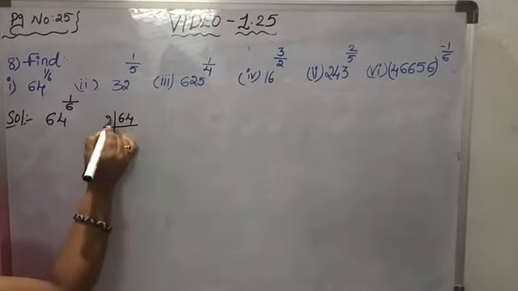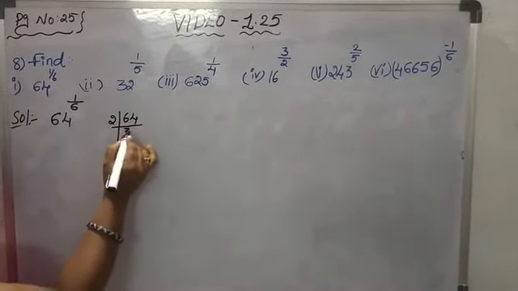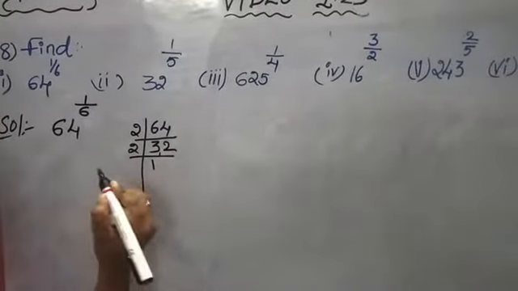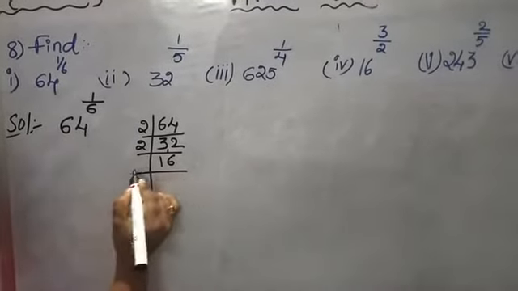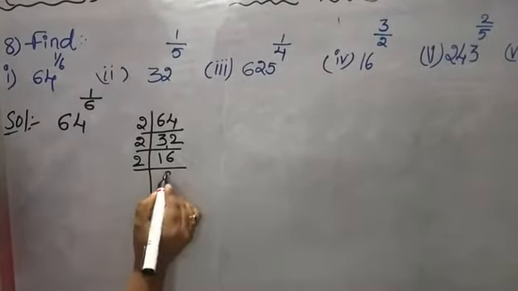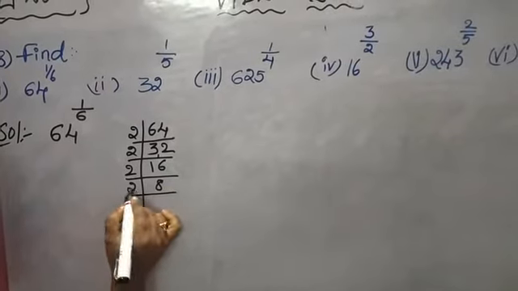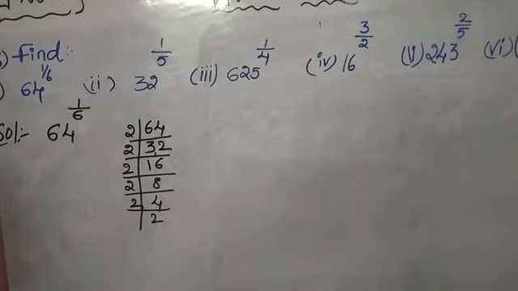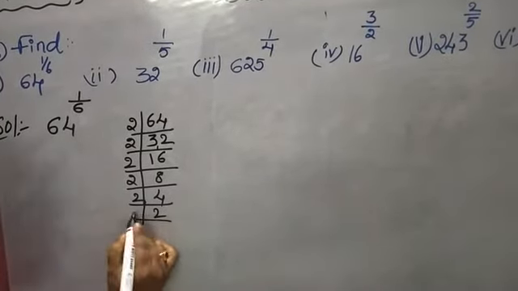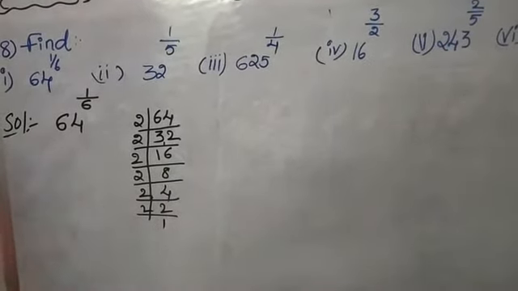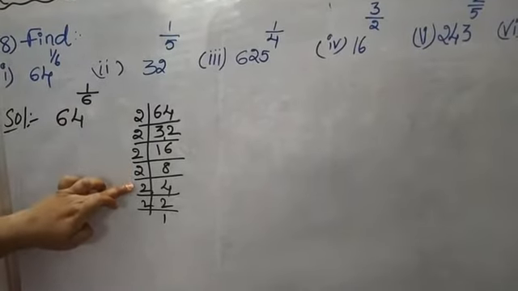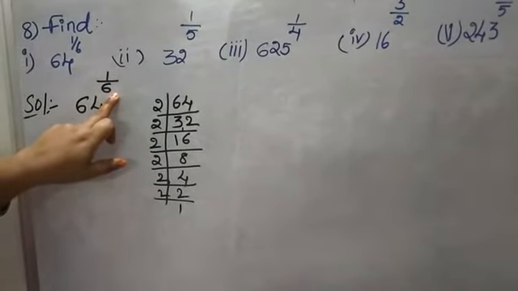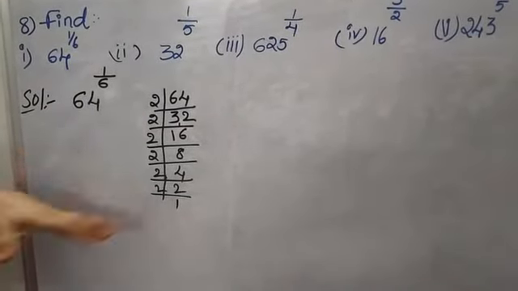For example, with the 2 table, 2 3s are 6, 2 2s are 4. 2 1s are 2, remaining 1, it makes 12, 2 6s are 12. Next, again with the 2 table, 2 3s are 6. Again with the 2 table, 2 4s are 8. Again with the 2 table, 2 2s are 4. Here it is enough. 2 1s are 2. Now how many times is 2 occurring here? 1, 2, 3, 4, 5, 6. What is the power of the denominator? 6. So here also 2 we are getting 6 times.